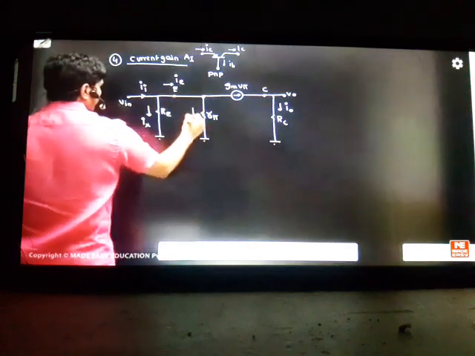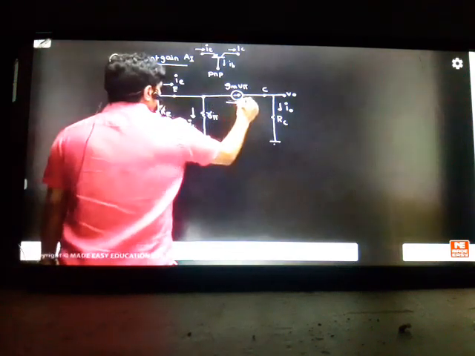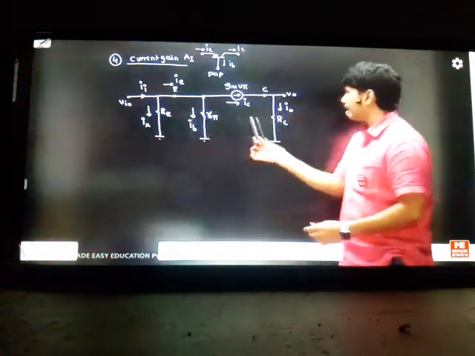But this IE current will divide into two currents, one is IB and one is IC. So this is the beauty of current gain calculations. Okay, the horizontal method is better due to these reasons. Easily you can see the current path.